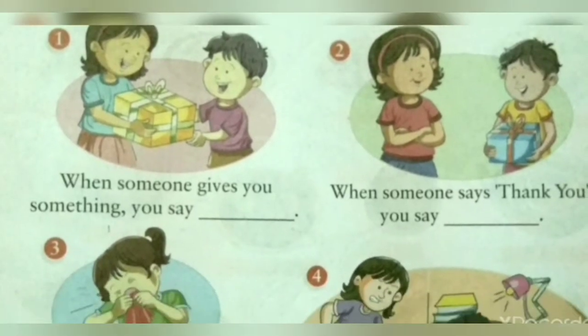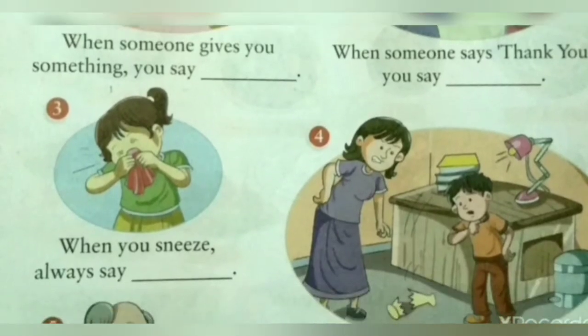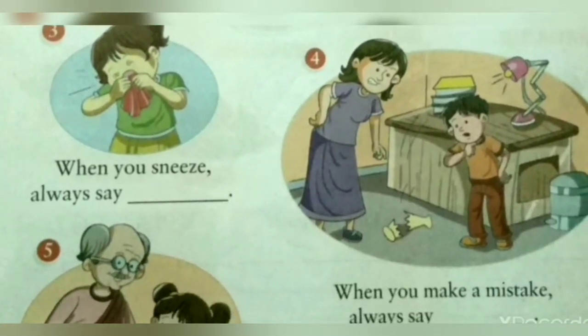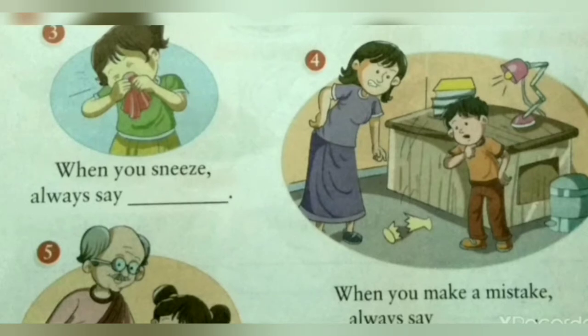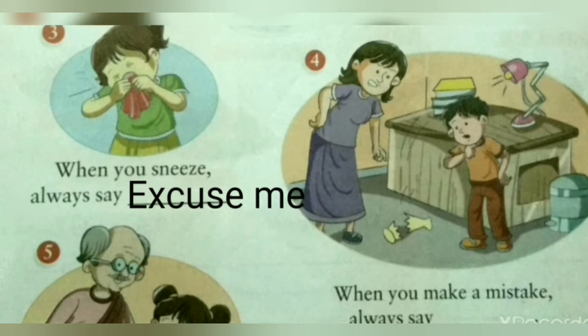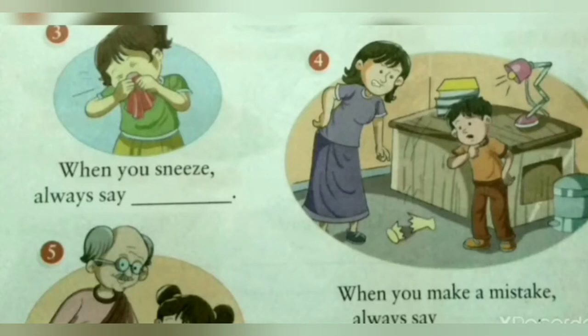Let's proceed to the third picture. Third picture is a picture of a girl sneezing. So when you sneeze, always say excuse me. Write in the space given, excuse me. In the fourth picture, you can see a boy is making a mistake and his mother is scolding. So, when you make a mistake, always say sorry. Write in the space given, sorry.